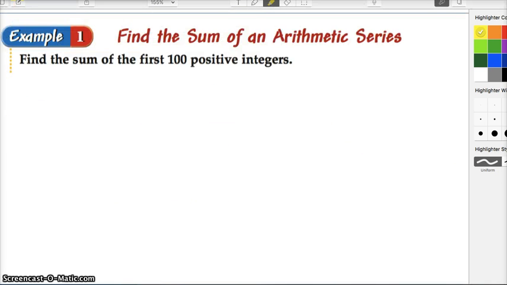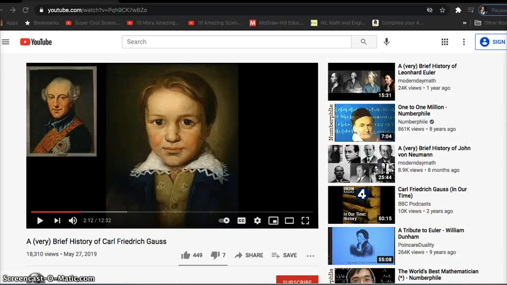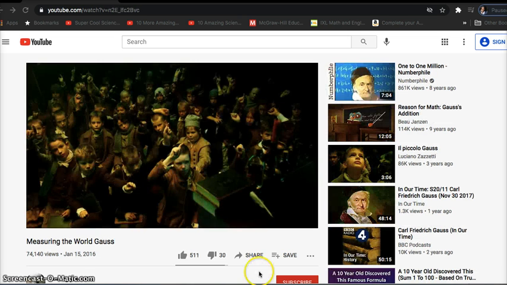Example 1, find the sum of an arithmetic series. Find the sum of the first 100 positive integers. I would be remiss if I didn't share with you the story of Carl Friedrich Gauss. All over YouTube, you can find little stories about his history and one particularly noteworthy experience of his that is fabled to be his when he was in elementary school.